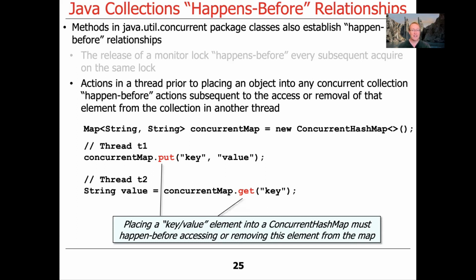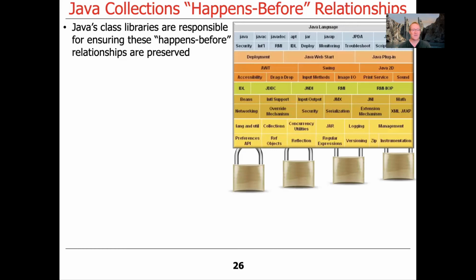And of course, placing the key value pair, the entry, in a concurrent hash map must happen before and be consistent before some other thread can access or remove the element from a map. And again, that's kind of obvious. Imagine what would happen if you could put the key in the map, but the value hadn't quite propagated, and then you go to get the item in another thread, but the value hadn't propagated through the memory hierarchy yet. That would lead to complete chaos and insanity.